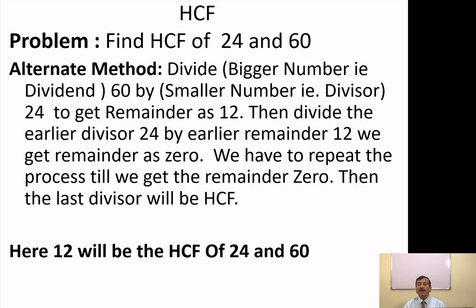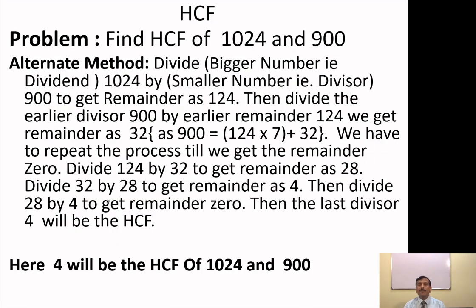Then we divide the earlier divisor, which is 24, by the earlier remainder 12. So we get the remainder as 0. We have to repeat the process till we get remainder 0. Then the last divisor will be the HCF. Here 12 will be the HCF of 24 and 60. Let's make it further clear with more examples. Find the HCF of 1024 and 900.